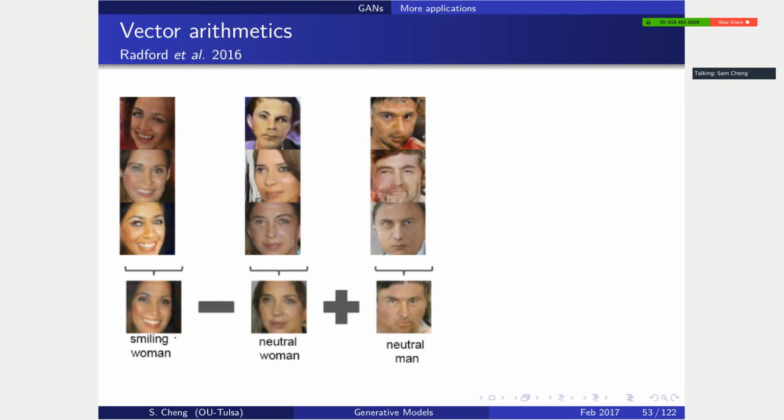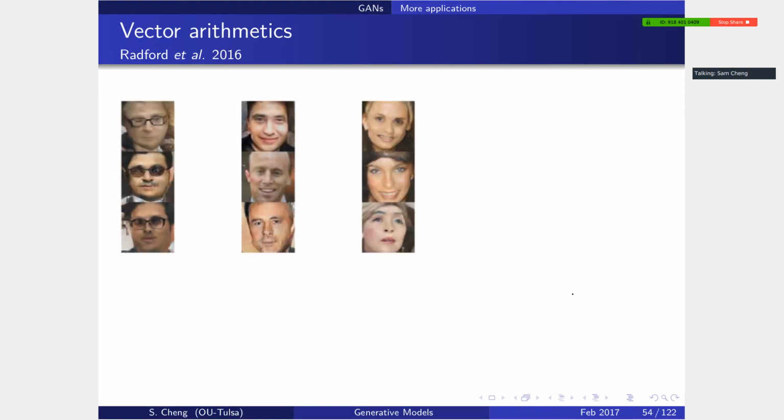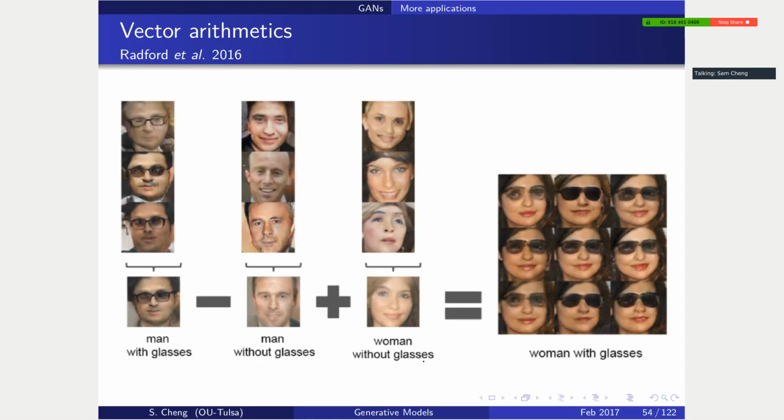Then I can just manipulate this z vector, just as in word-to-word. When you have smiling woman minus neutral woman plus neutral man, you can expect a smiling man, right? So you can generate images of a smiling man here. And you have another example: man with glasses, man without glasses, then woman without glasses, and then you have woman with glasses.